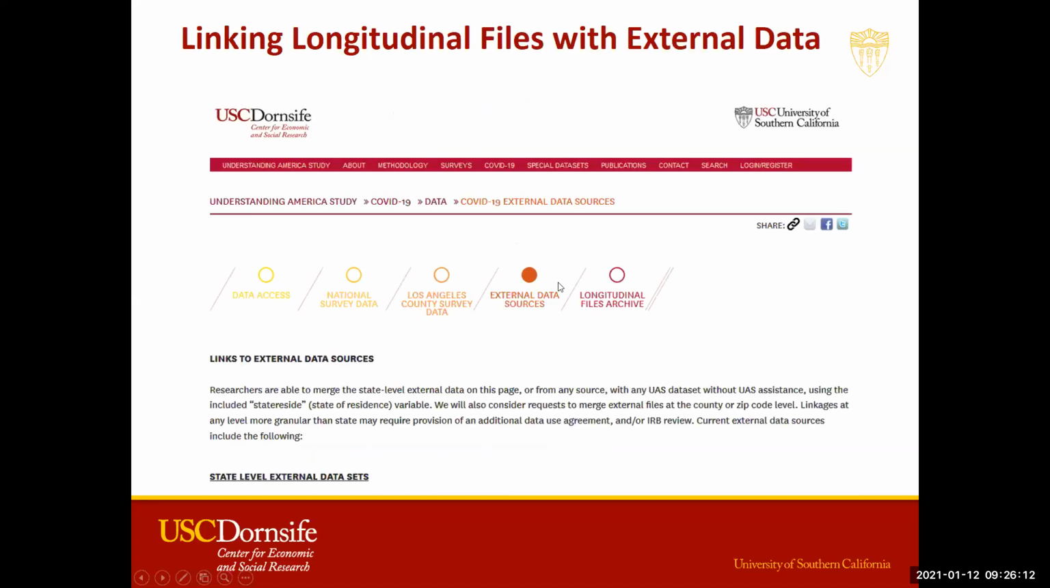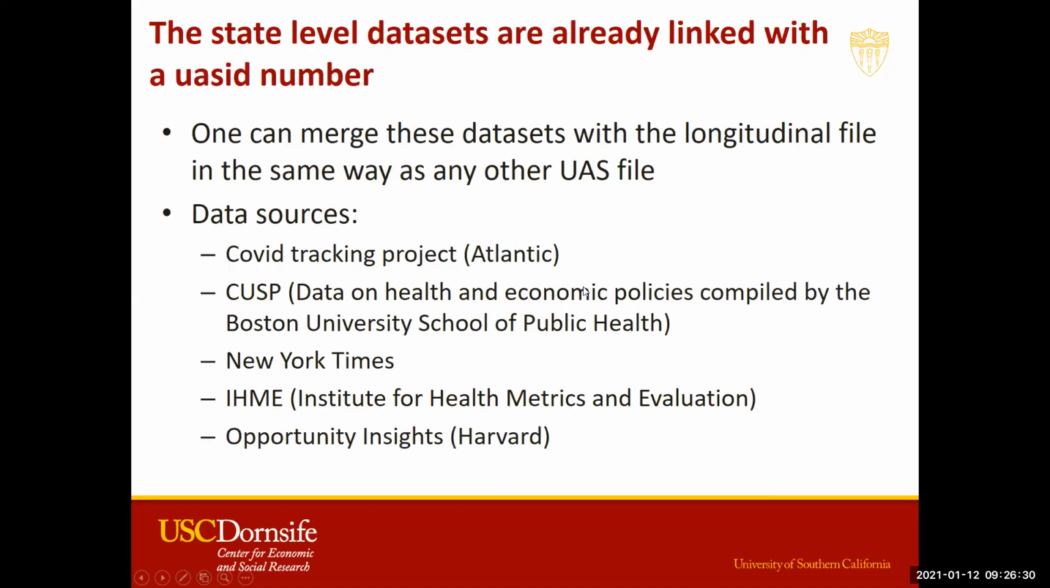And another powerful thing, another kind of linking powerful thing that's available with the COVID longitudinal files, is you can link it not only with internal UAS data, but you can actually also link it with external data. So the state level data sets are already linked. The external state level data is already linked with UASID number. One can merge them with the longitudinal file in the exact same way as I just discussed.